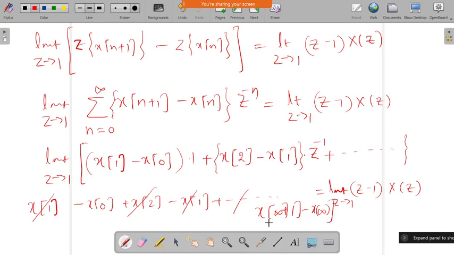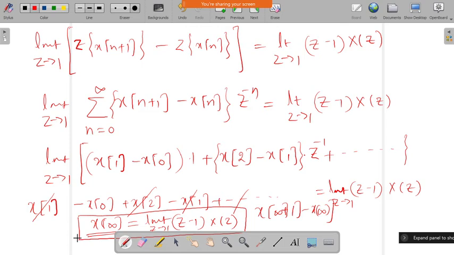So whatever the value you add, x[0] and x[infinity], we get the final value, that is x[infinity], which is equal to the right side expression: the limit z tends to 1 of (z minus 1) X(z). So this is how we get the final value theorem expression.